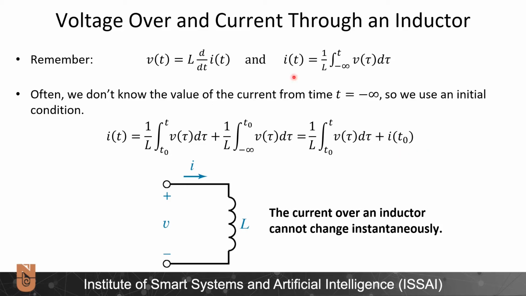Since the current through an inductor is an integral relationship, this cannot change instantaneously. The voltage over an inductor can change instantaneously. However, the current cannot.